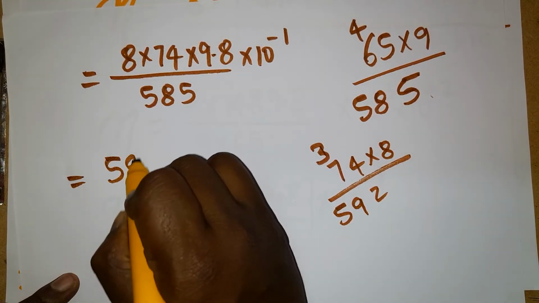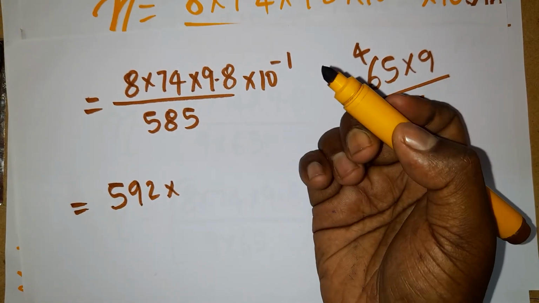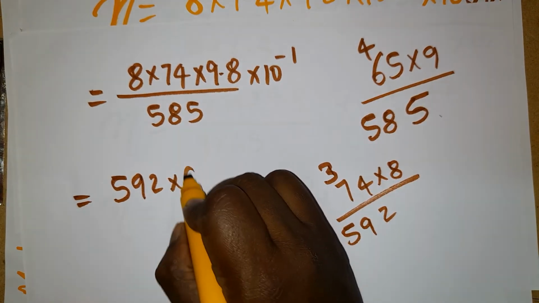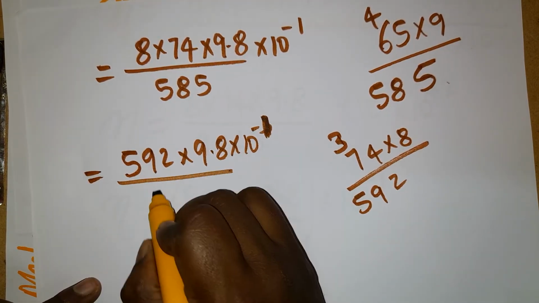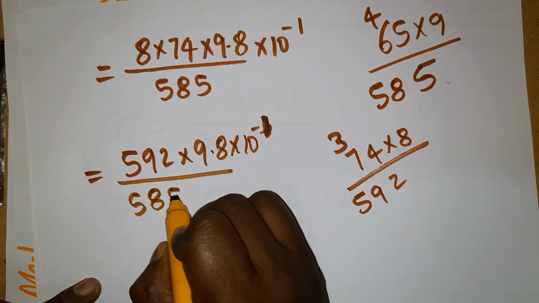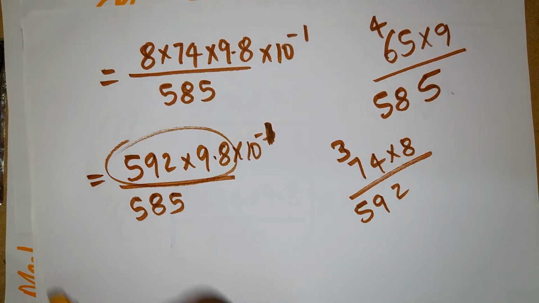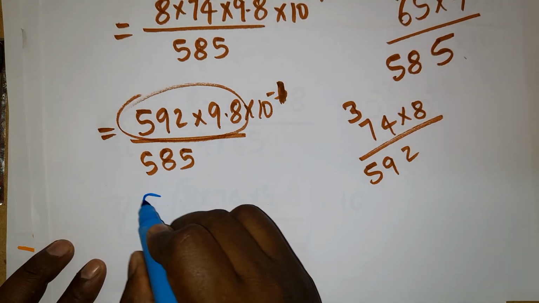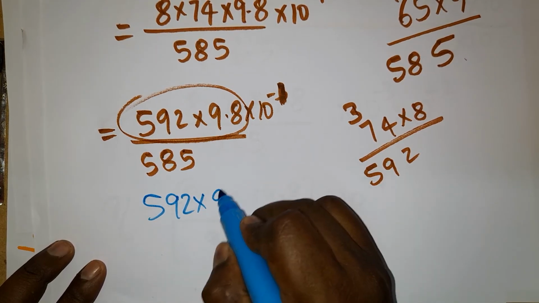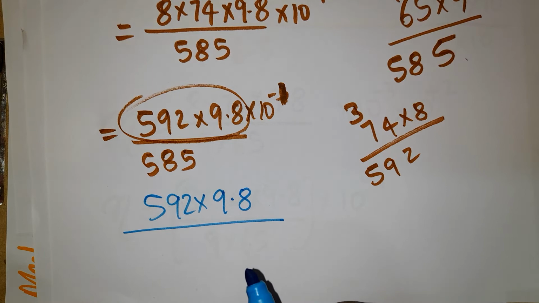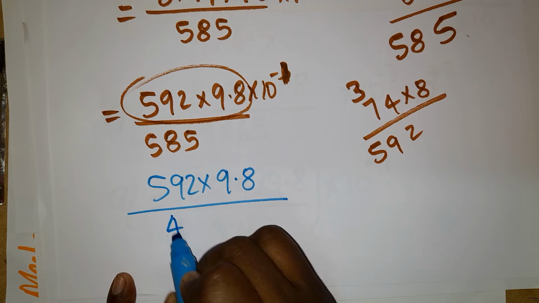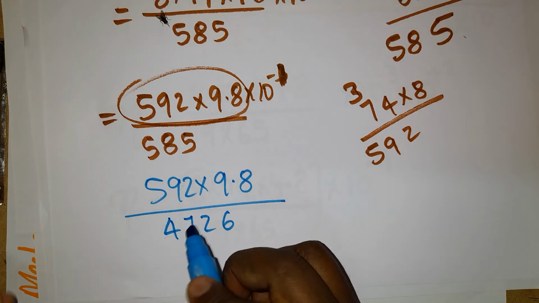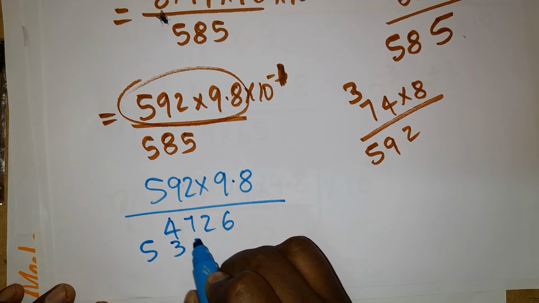Then 592 into 9.8. If you want, you can take it approximately, but you can take the accurate value only, because you will get confusion with the answer. So 10 power minus 1 divided by 585. Next step you can do this multiplication. Slowly you can do the multiplication, you will get the answer. 592 into 9.8, you can do the calculation. See here what I am going to get, 4726, just a normal multiplication only, 5 3 2 8.